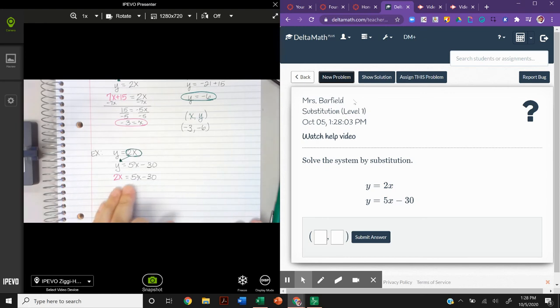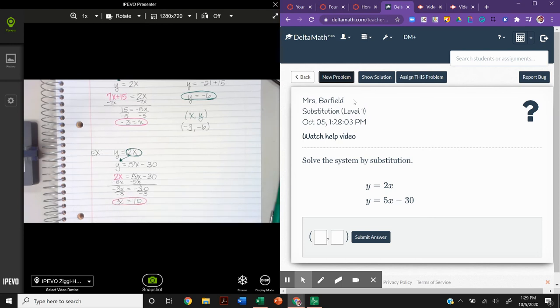Now I'm going to solve for x. I'm going to subtract 5x, so I get negative 3x equals negative 30, because remember the 5's eliminate. I'm going to divide by negative 3, so I get x equals positive 10. So there's my x.